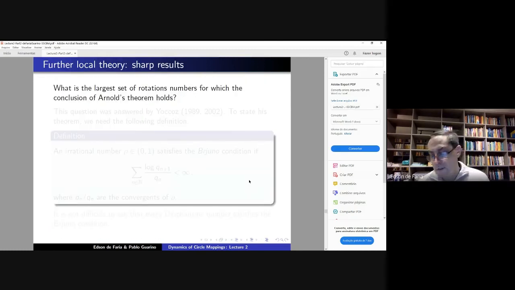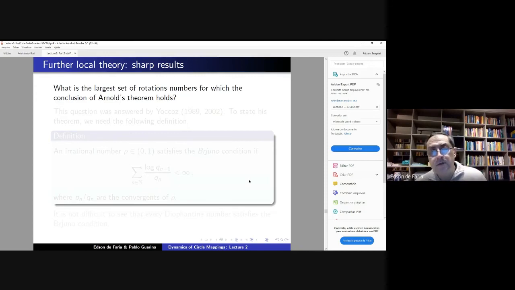Okay, this still leaves open the question. Arnold proved his theorem using the hypothesis that the rotation number was Diophantine. Is this hypothesis really necessary? Can we weaken it a little bit? Is there a larger class of rotation numbers for which Arnold's theorem holds? And what is the largest class for which it holds?